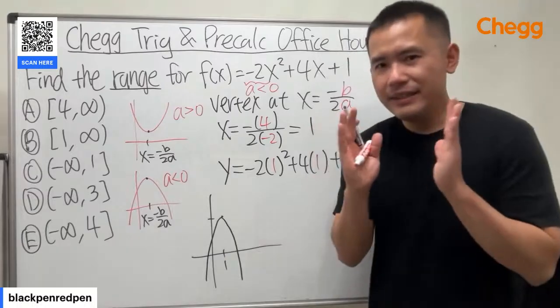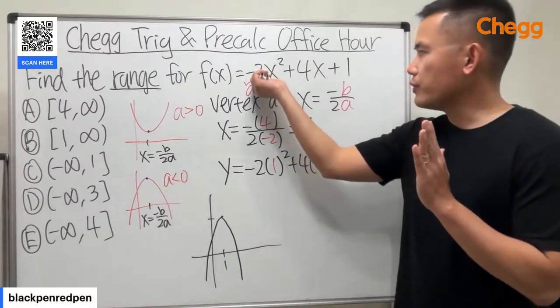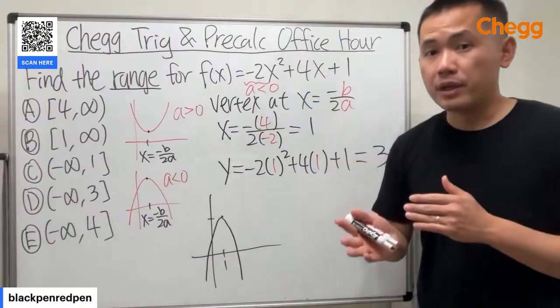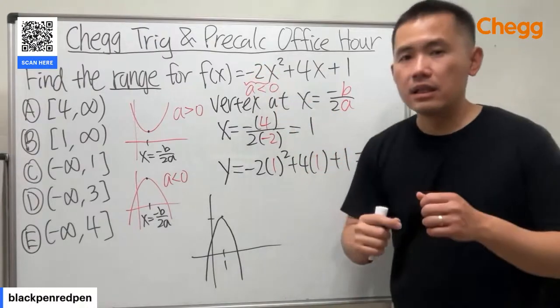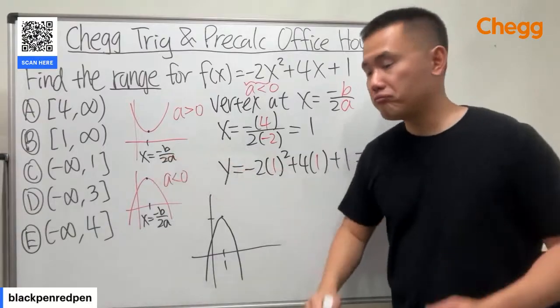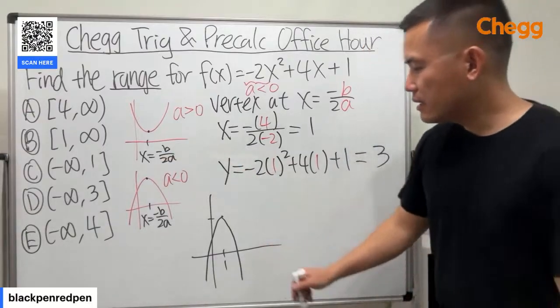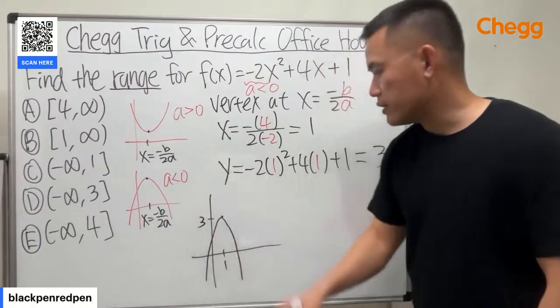It's slightly narrower because this coefficient here has the absolute value bigger than 1, so it's slightly narrower. If the absolute value of a is less than 1, then it's wider. But something like that. And the y value here is 3.